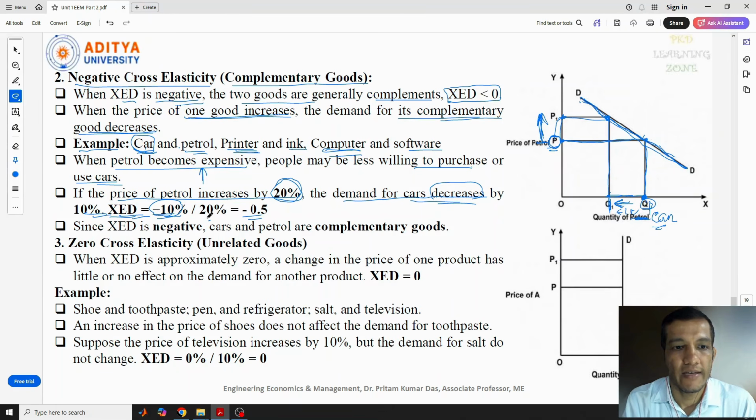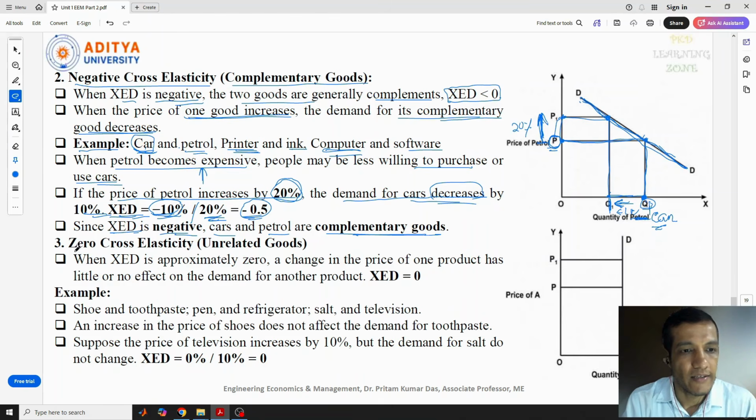So what is the increment in this? There is an increment of 20% in the price of petrol. So we can write here minus 10% divided by 20, which gives minus 0.5. So the value of XCD is negative here, and we can write that cars and petrol both are complementary goods.